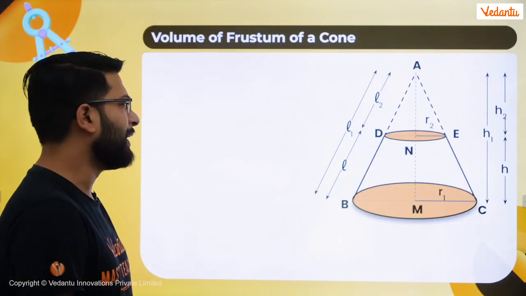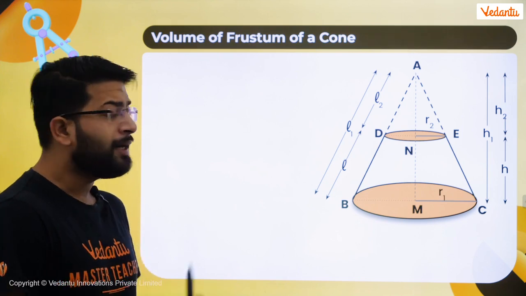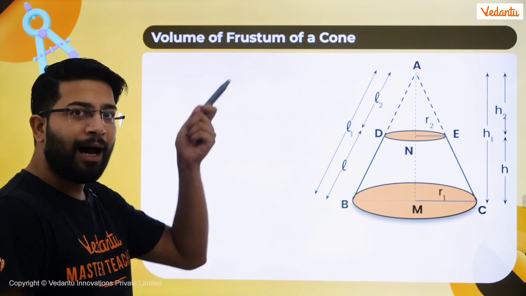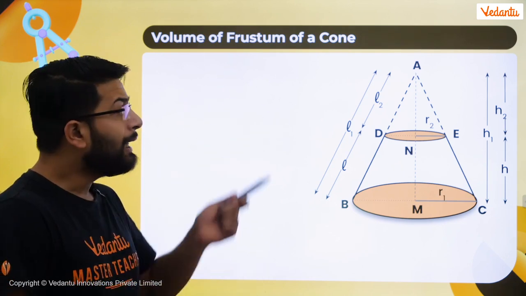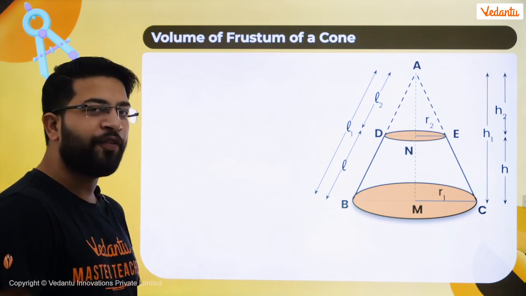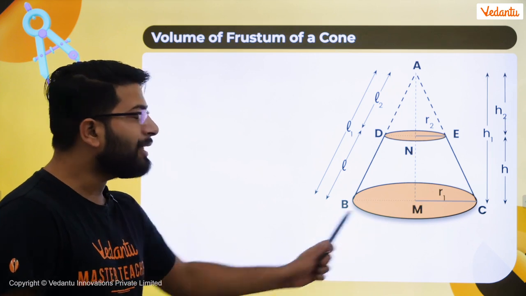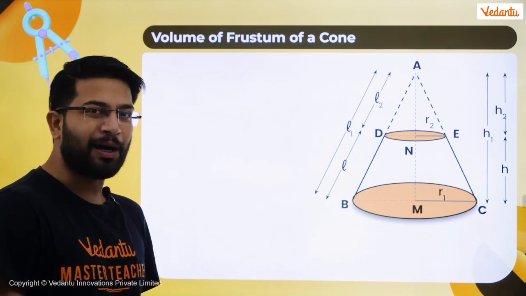So let's see how we can do it. So let's say, champ, this diagram, and a diagram is very important. We can see that we have a bigger cone and a smaller cone with separate heights. H1 is the height of the whole cone. H2 is the height of the smaller cone. And H is the height of the frustum of the cone. Same with the slant height. And R1 is the radius of the bigger cone and R2 is the radius of the smaller cone.